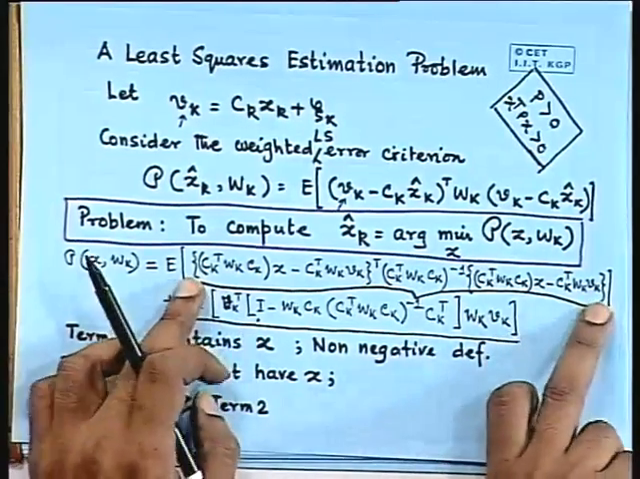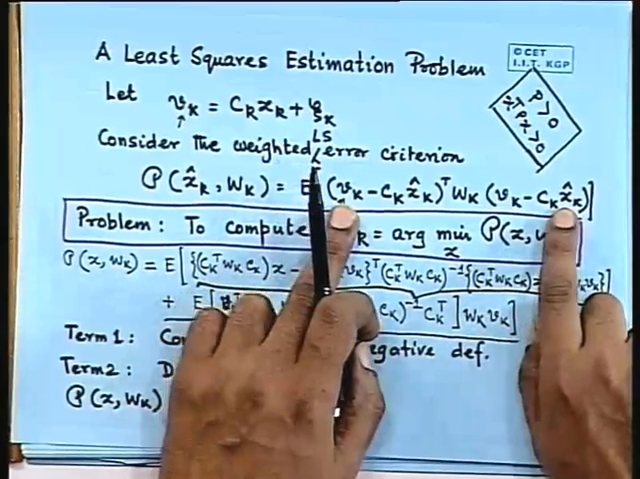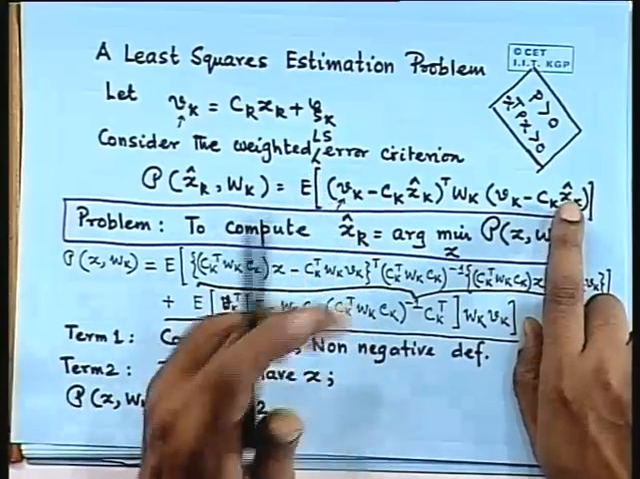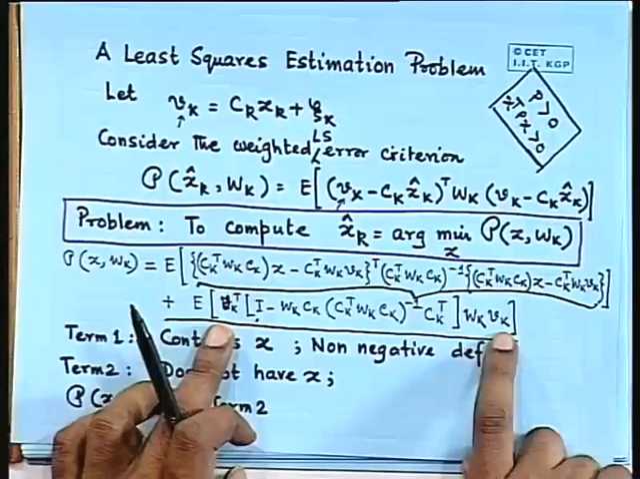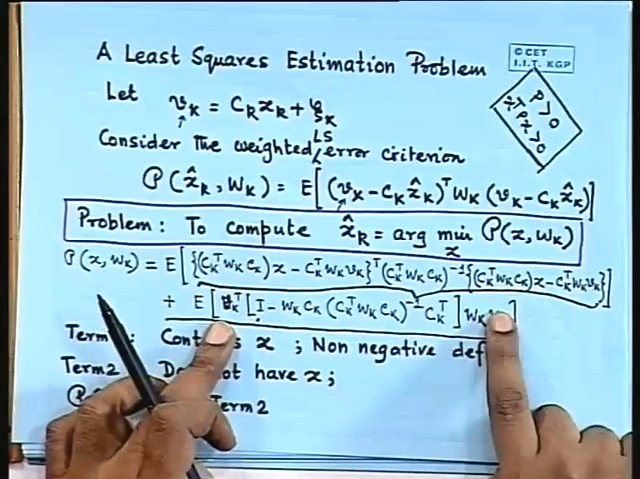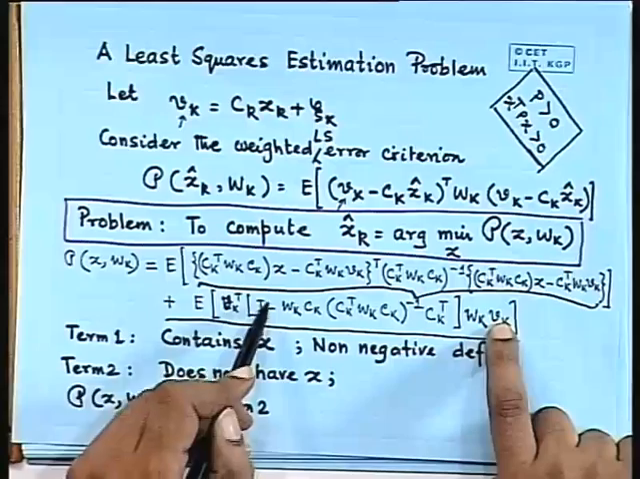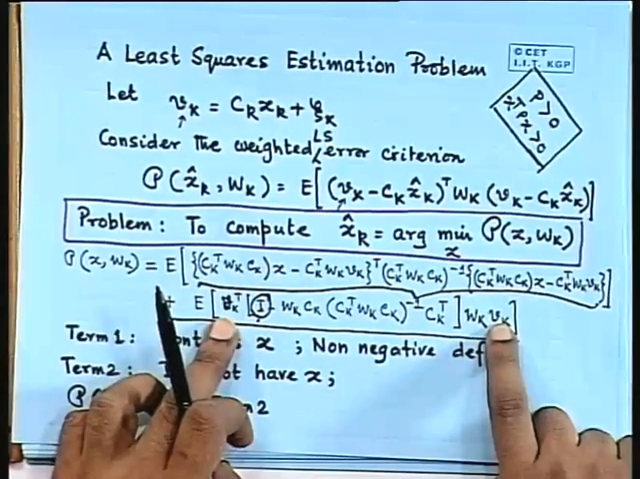Okay. This has been made into a whole square. Here, what is the term which is not involving vk, not involving x? There is only one term, that is vk transpose wk vk. Now, here that has become so long. How? Actually, this vk transpose wk vk is here. Only if you take this I and then open out this bracket, then you will get vk transpose wk vk.